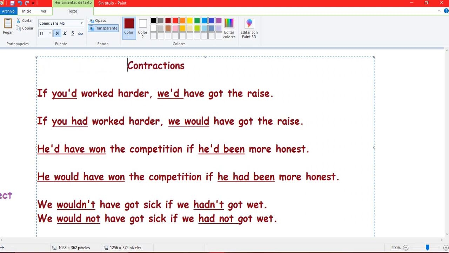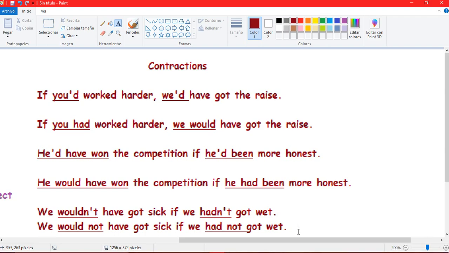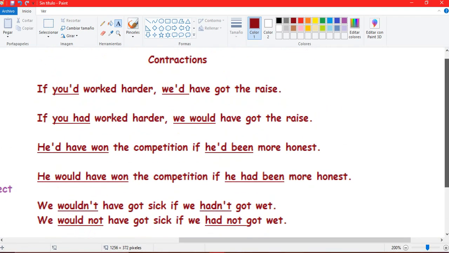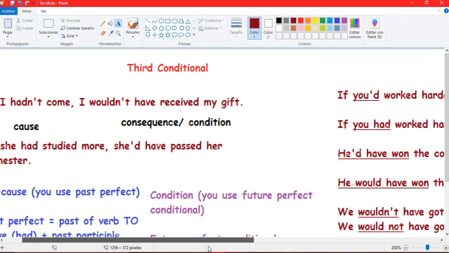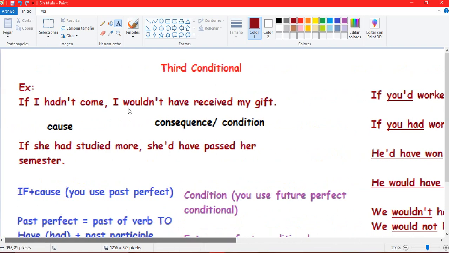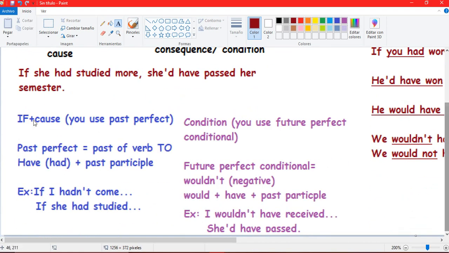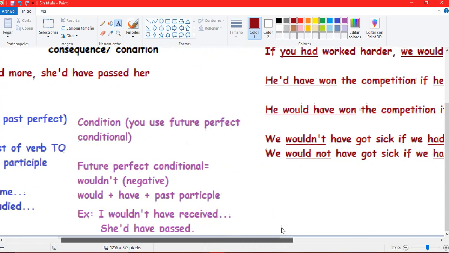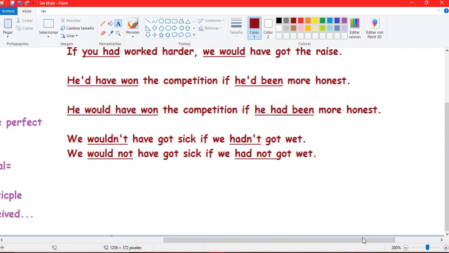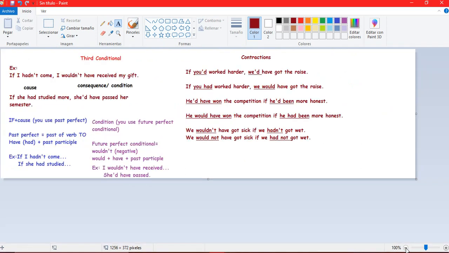Well, I hope you have it clear, people. Then other specifications we have. At the moment I hope everything is clear. We have the structure. Remember, this is the structure. We have some examples. The verbal structures we're using, which are the past perfect and the future perfect conditional. The contractions. Now, what is next? What other specification do we need to make on this occasion?